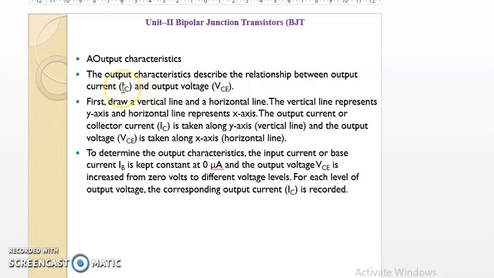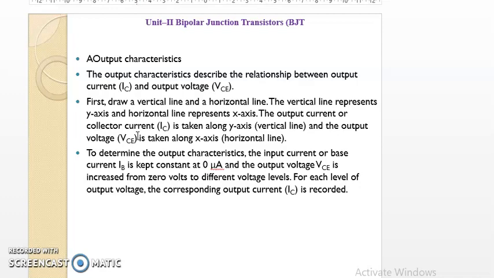Collector current is the output current. First of all, again we draw a horizontal line and a vertical line representing the x-axis and y-axis respectively. The output current, the collector current, is taken along the y-axis as it is the dependent quantity, whereas the output voltage VCE is taken along the x-axis.